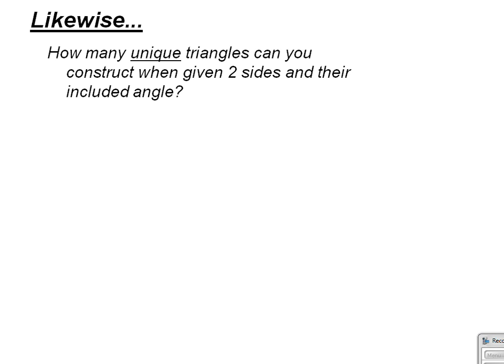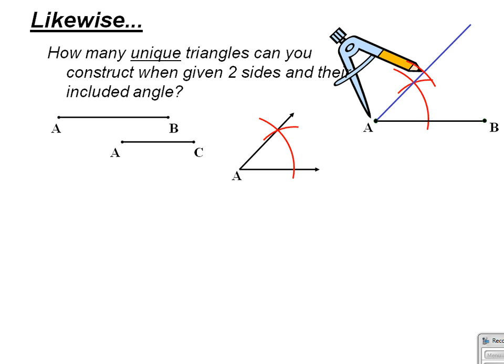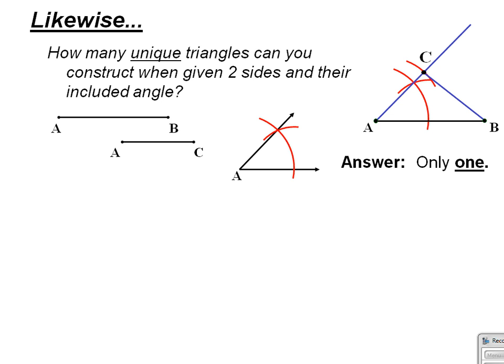Likewise, let's say we did the same construction experiment, but instead of using three segments, we used two segments and an included angle. How many unique triangles can we construct when given these three components? Well, let's start by constructing segment AB again, and then constructing angle A onto segment AB, making the necessary construction marks. There we've constructed angle A, and then measuring out length AC and plotting it along that side, we've defined our third point, point C. Again, connecting the dots, we have ourselves one unique triangle.